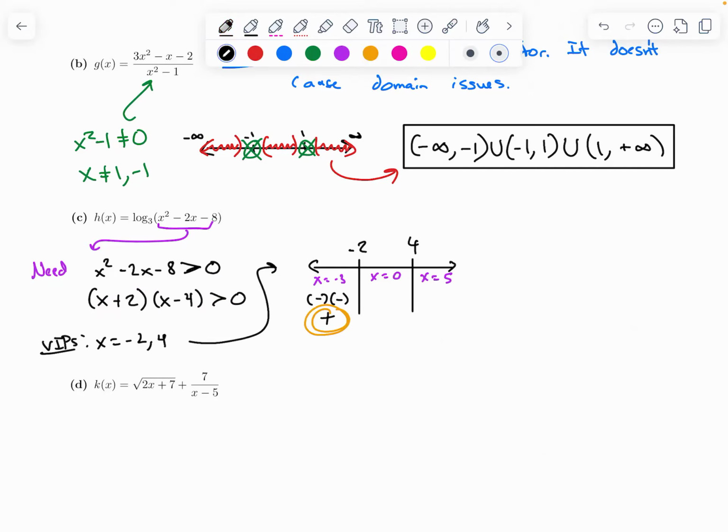Plug in 0. I'm going to get a positive times a negative. That's a negative. That is a piece I don't want because I want my thing strictly positive. And then 5. That's a positive times a positive. That's a positive, and that's the piece that I do want. So that is my domain, which is also the intervals on which I'm continuous. So negative infinity up to -2, parenthesis, union 4 to positive infinity.